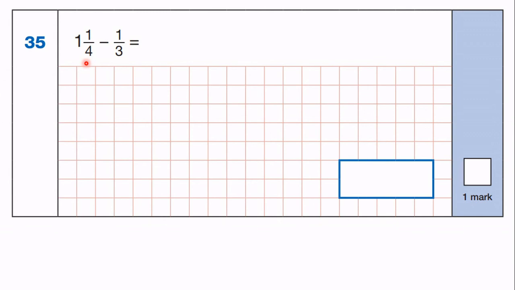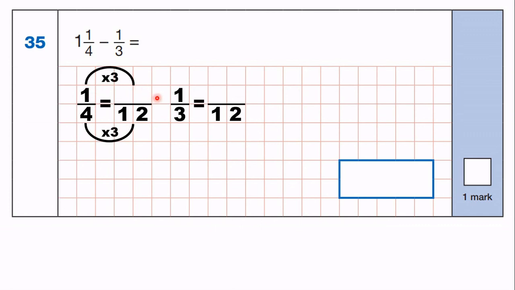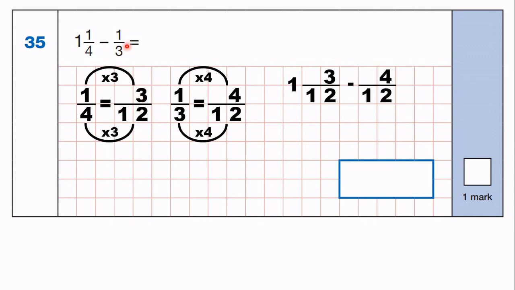Question 35. 1 1/4 minus 1/3. So to subtract fractions, we need a common denominator. 12 is in both the 4 and 3 times tables, so we can find equivalent fractions to 1/4 and 1/3 with a denominator of 12. 4 times 3 is 12, and 1 times 3 is 3. 3 times 4 is 12, and 1 times 4 is 4. So we can rewrite our question. Instead of 1 1/4, we can write 1 3/12, and instead of 1/3, we can write 4/12.